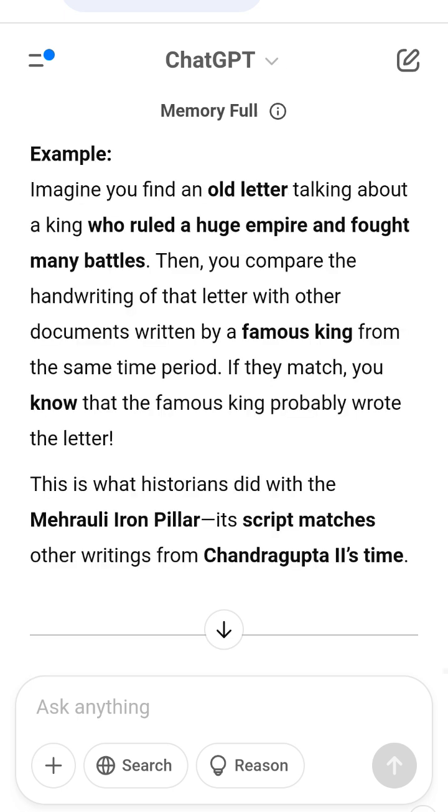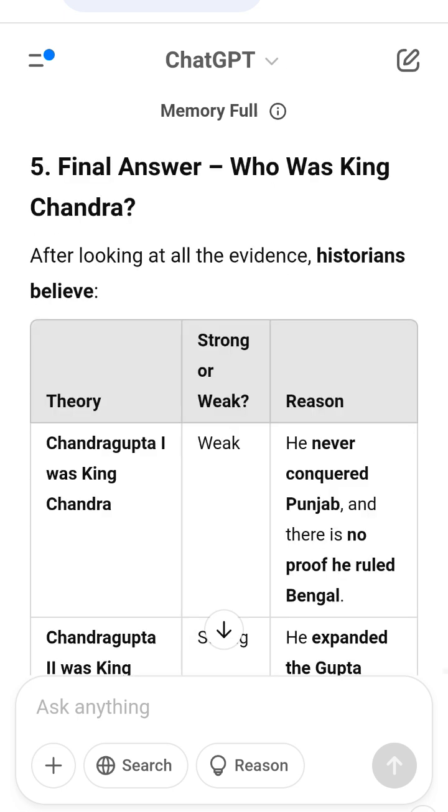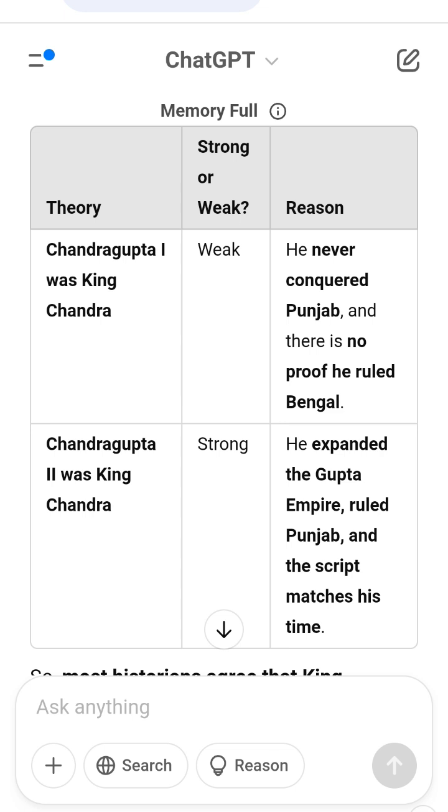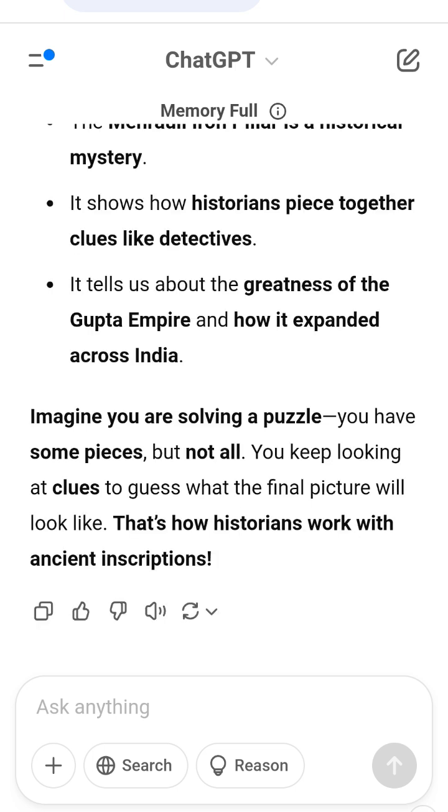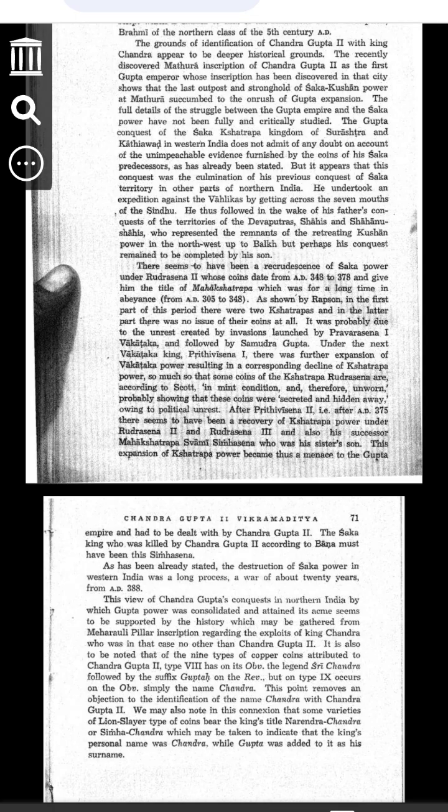Why is this important? The Mehrauli Iron Pillar is a historical mystery. It shows how historians piece together clues like detectives. It tells us about the greatness of the Gupta Empire and how it expanded across India. Imagine you are solving a puzzle. You have some pieces, but not all. You keep looking at clues to guess what the final picture will look like. That's how historians work with ancient inscriptions.